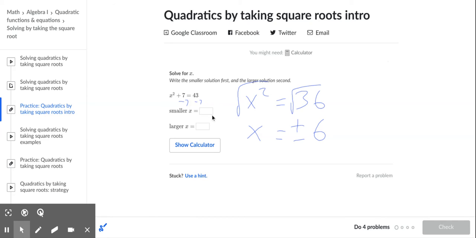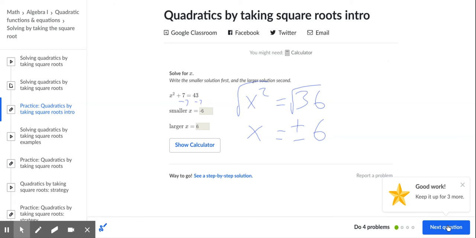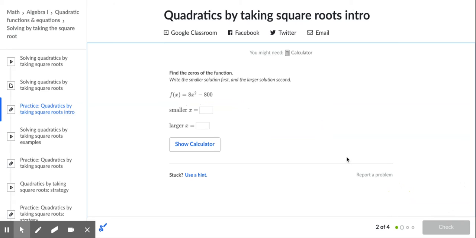So I know that my answers are positive and negative 6, so the smaller one of the two is going to be negative 6, and the bigger one is positive 6. It's not always going to be quite that obvious, but as long as you get your positives and the negatives right, it should be obvious which one is the bigger one and which one is the smaller one. So that would be your answer on that, and then you could go on to the next question.